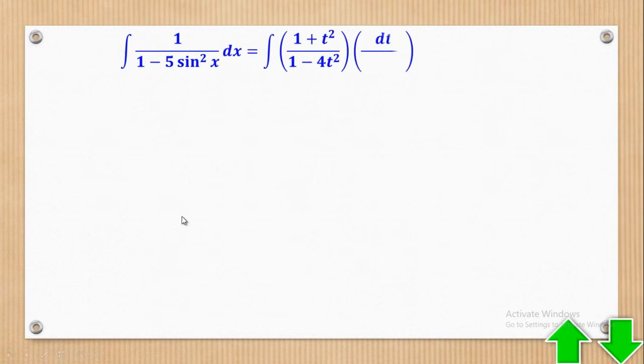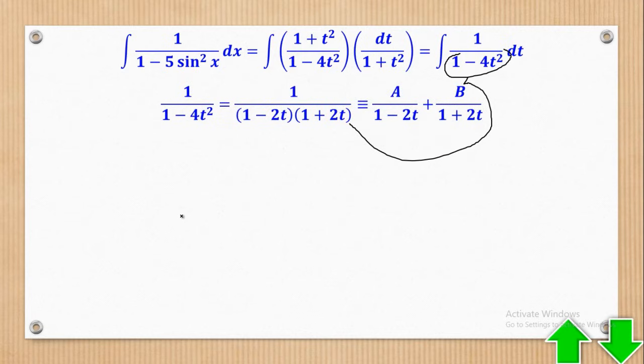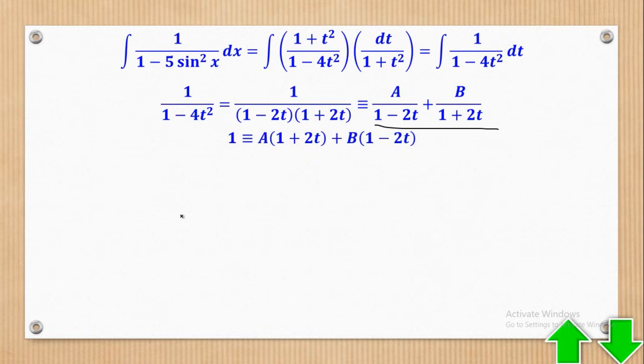Therefore, you shall come and say that this integral is the same as this integral, and the dx will be replaced by dt over 1 plus t squared. So this and this cancel, and you remain with 1 over 1 minus 4t squared. This denominator can be factorized as a difference of two squares to come up with this. Therefore, the option is to use partial fractions, which is that, and equating the numerators gives you that line.